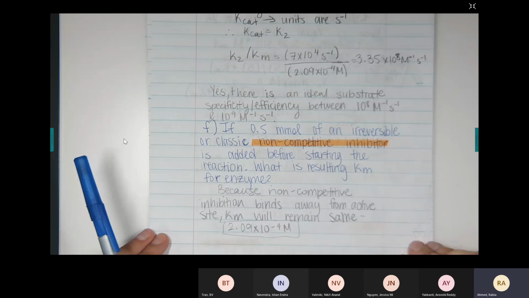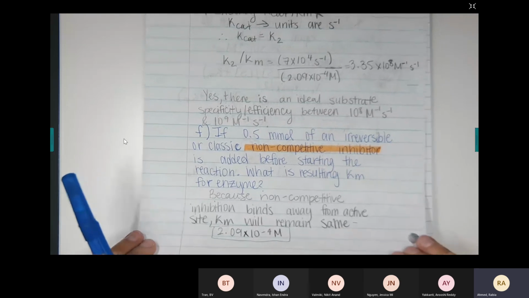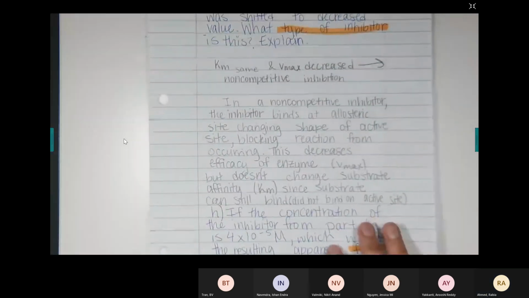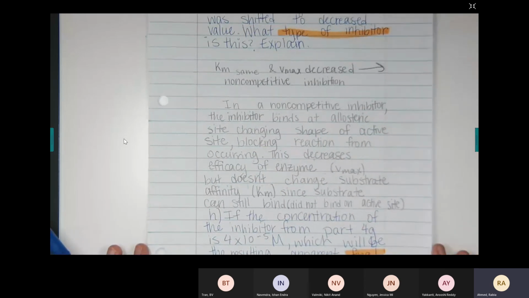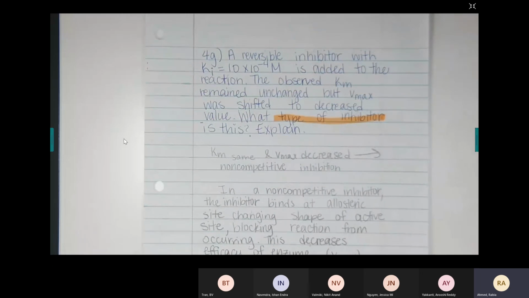Okay, I will move on if no one has questions. Okay, so for 4G, a reversible inhibitor with Ki equal to 10 times 10 to the negative 4th molar is added to the reaction, and the observed Km remained unchanged, but the Vmax was shifted to a decreased value. What type of inhibitor is this, and explain?